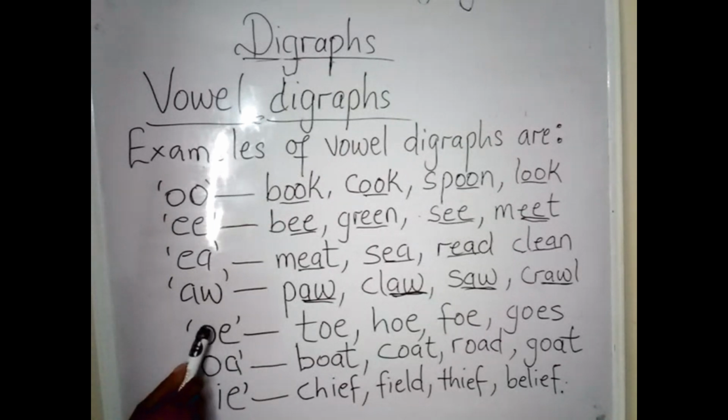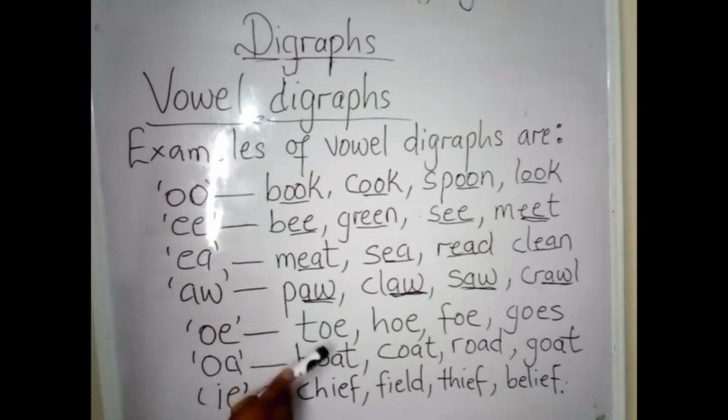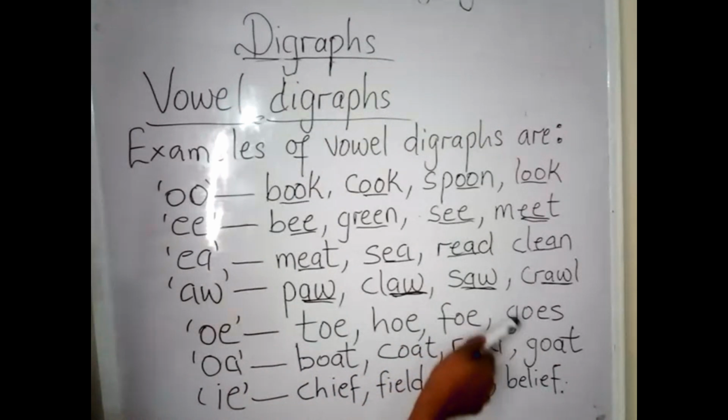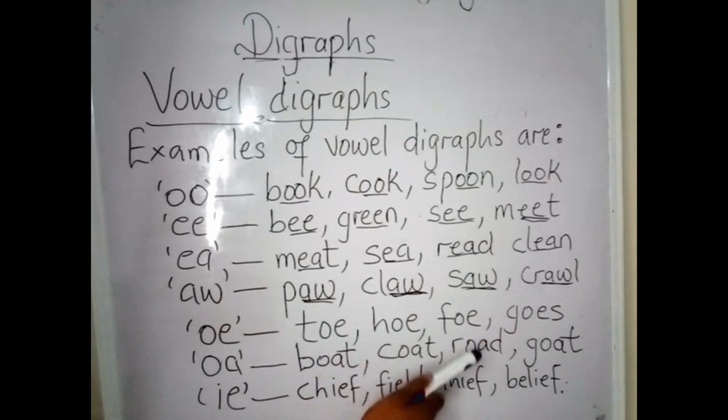Next one is the letters O and E. The letter O makes the sound O and letter E makes the sound E. But when the two combine, they form O sound. So here you have toe, hoe, foe, goes. Toe, hoe, foe, goes.